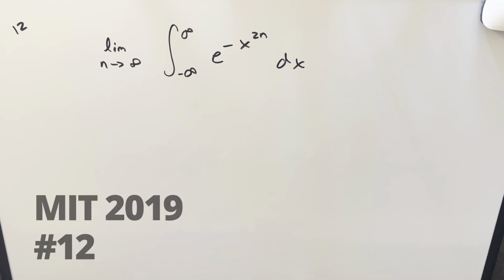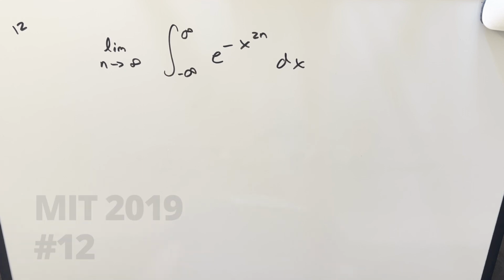Okay, we have an interesting problem here from MIT 2019, number 12. We need to find the limit as n is approaching infinity of the integral from minus infinity to infinity of e to the minus x to the 2n dx.